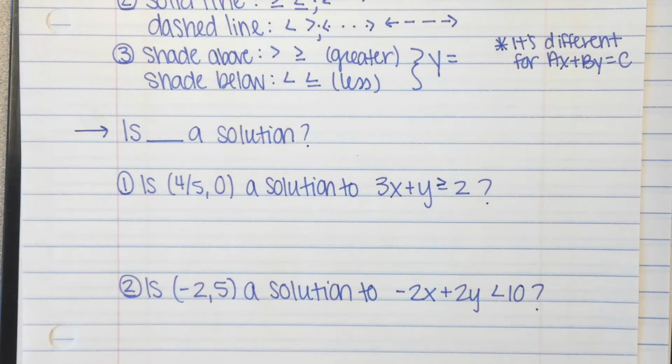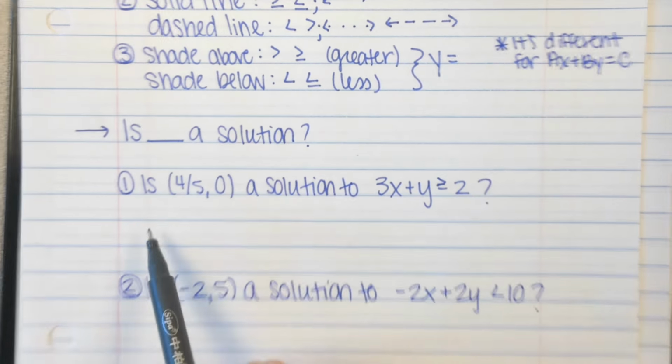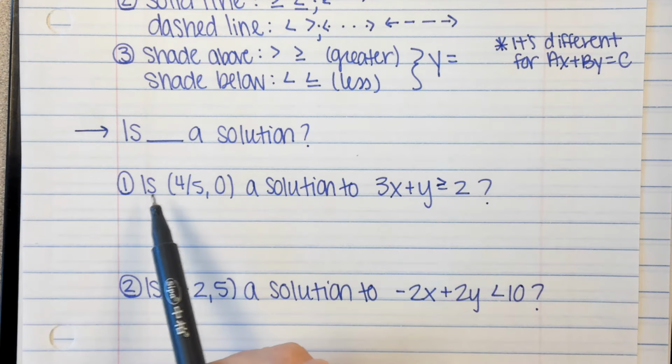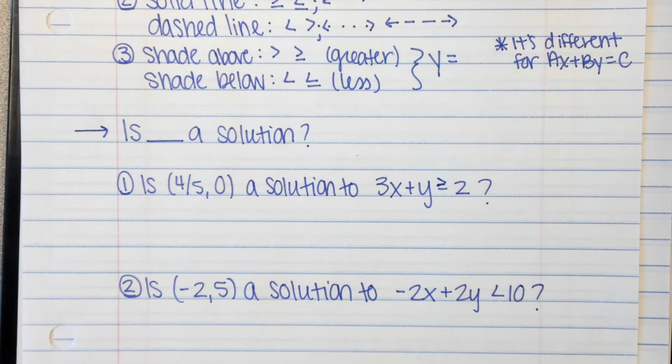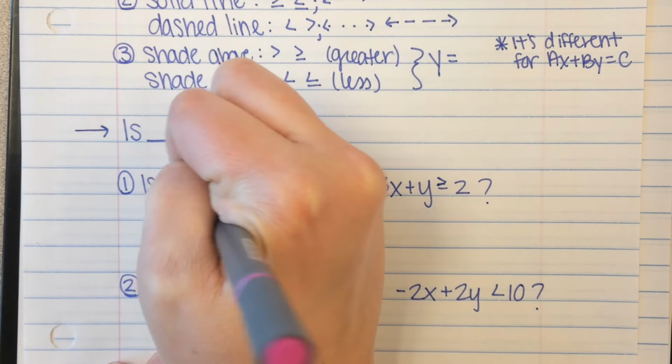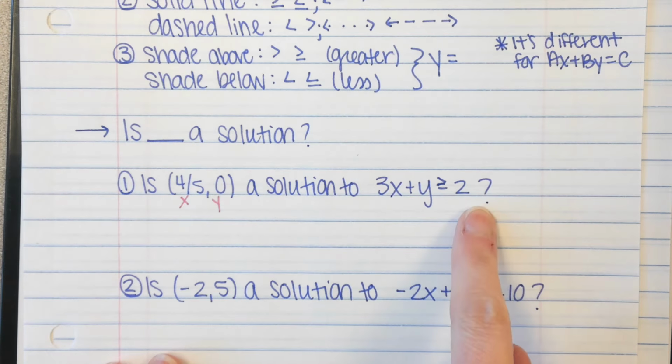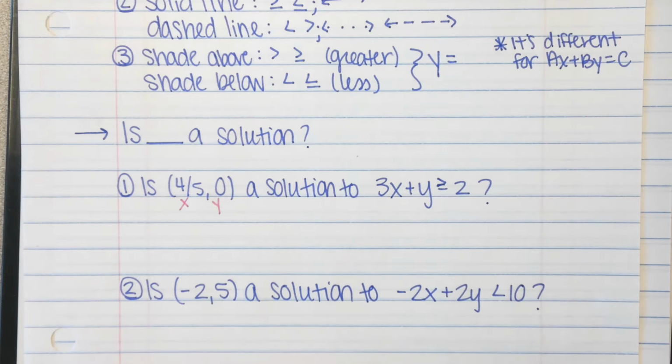Okay, the next thing we're going to look at, the next type of problems, is a kind that asks you, is the coordinate point or the ordered pair a solution to the given inequality? So we'll just look through 2 examples. Is (4/5, 0) a solution to 3x plus y is greater than or equal to 2? So what we're going to do here is label our x and our y, plug those numbers in, simplify, and see what we get.